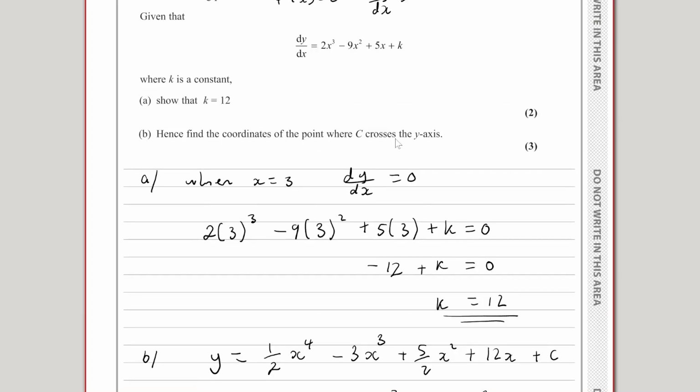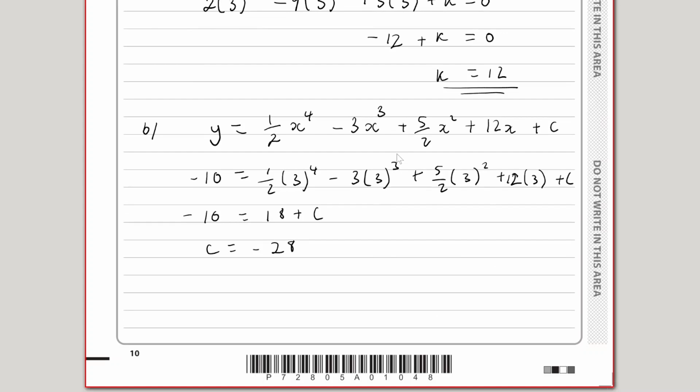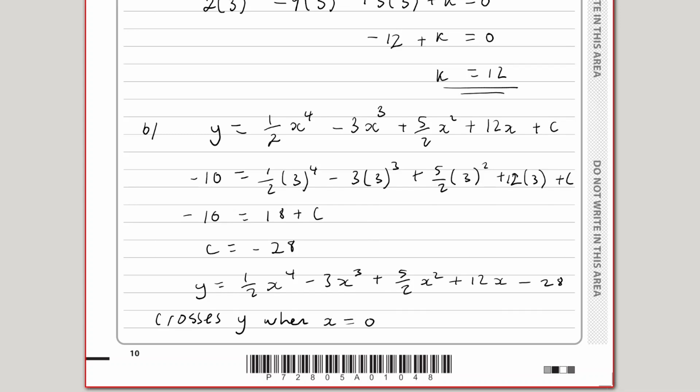So now we've got our complete function, which is y equals half x to the power of 4 minus 3x cubed plus 5 over 2 x squared plus 12x minus 28. It crosses the y-axis when x equals 0. Therefore, y equals -28. When x is 0, all of this bit here will be equal to 0, and it will leave us with -28.